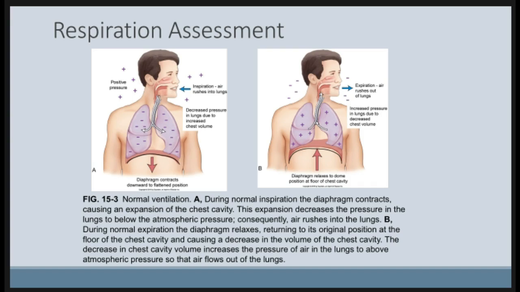So when air goes in, the diaphragm is contracting actually and going down, which expands the chest cavity. And in that expansion, it decreases the pressure in the lungs to below what the atmospheric pressure is, and then air goes into the lungs. When the diaphragm relaxes, meaning the diaphragm goes back up again, this returns the lung field to their original position and increases the pressure in the lungs to above the atmospheric pressure, and then air flows out of the lungs.